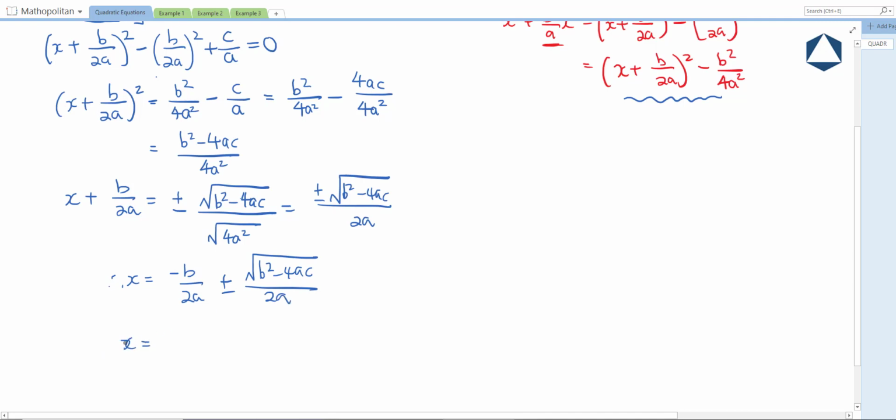And of course we usually write it in just one fraction, so we combine the two fractions. So this will be negative b plus minus the square root of b squared minus 4ac, all over 2a. Okay, so that is how we complete the squares to solve for the quadratic equation.